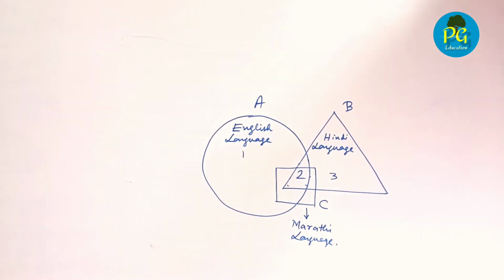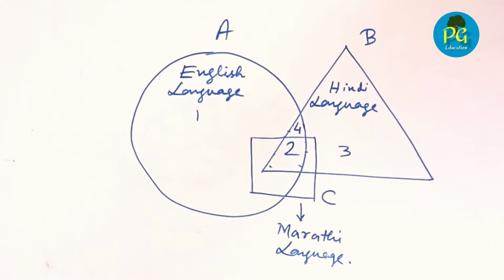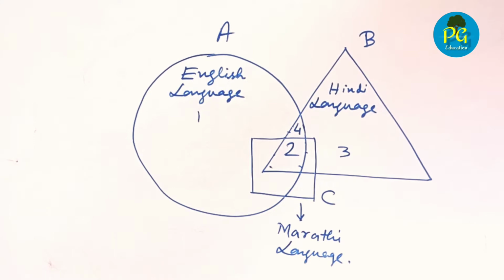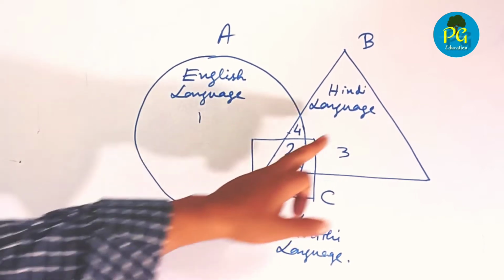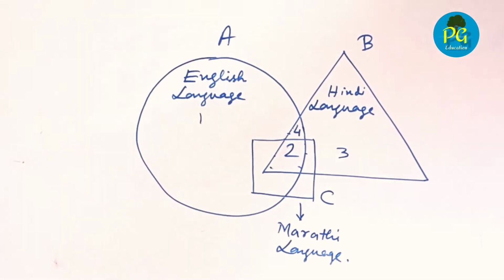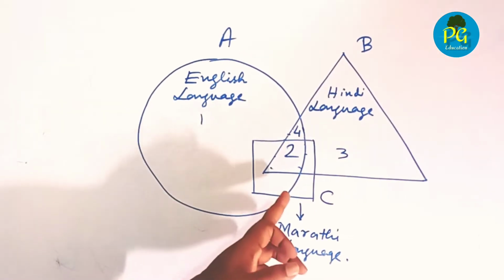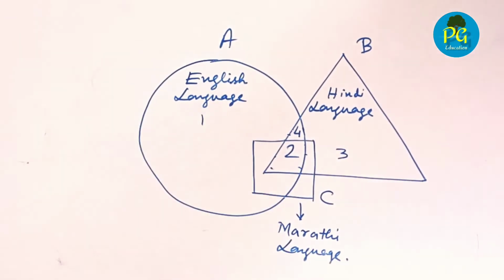Let us include another number 4 over here in this region. And the question is, is there any number which can speak English, Hindi but not Marathi? Yes, here 4 is the number which can speak English, Hindi but not Marathi. Why? Because 4 is inside A, that means 4 can speak English. 4 is inside B, that means 4 can also speak Hindi, but 4 is not inside C, that means 4 cannot speak Marathi. Okay, so our answer is 4. Understood?